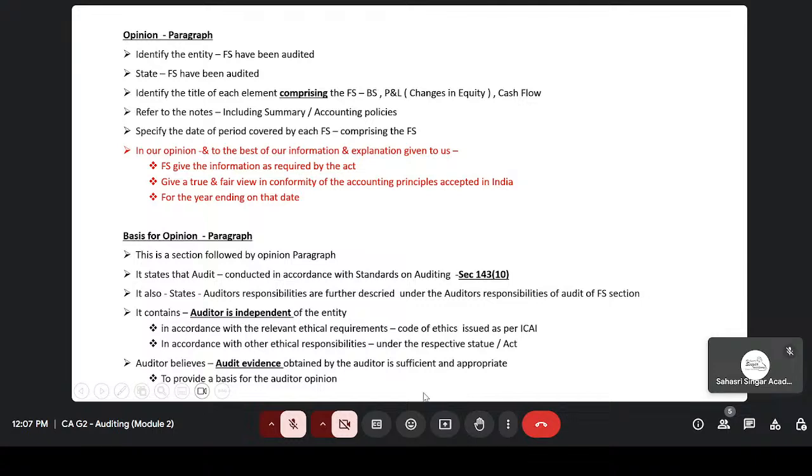And also we believe that the audit evidence obtained by the auditor is sufficient and appropriate to provide a basis for the auditor's opinion. Because at the end of the day, you are giving your opinion in this paragraph.